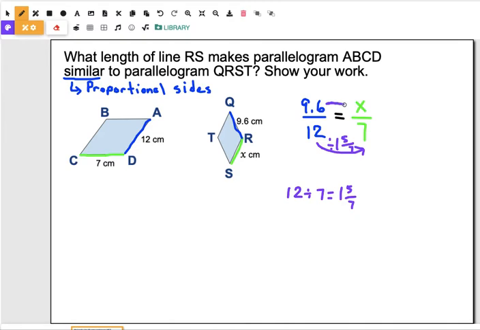In order for me to get the number that represents x, I have to do the same thing to 9.6, because if I'm scaling the ratio, then I have to do the same thing to both numbers. So here I would have to divide 9.6 by 1 and 5/7. Let's type that into the calculator.